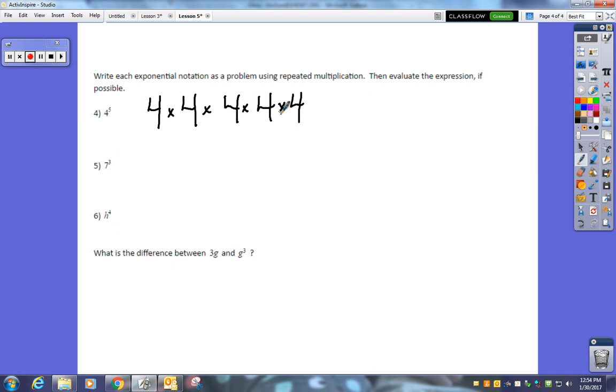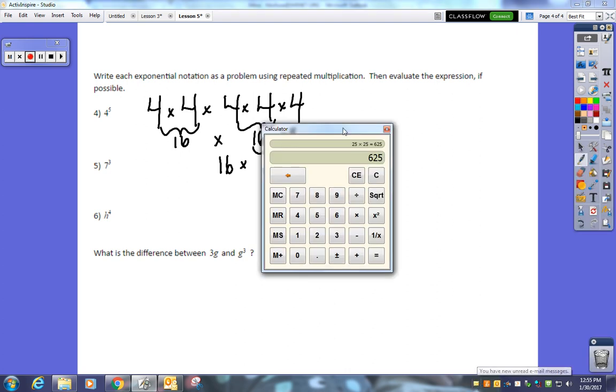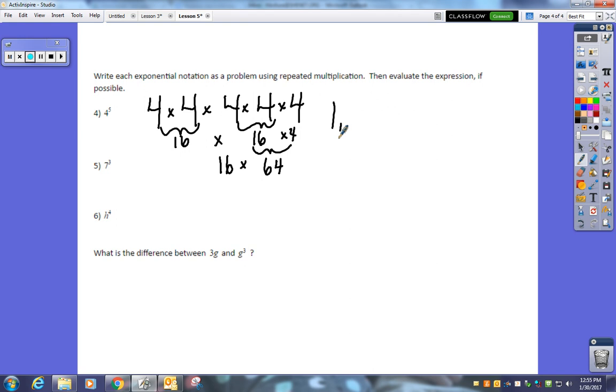Now once again, I'm going to break it down to multiply it. 4 times 4 is 16, 4 times 4 is 16, and then I have times 4. Okay, so next I would maybe even do the 16 times 4, which is 64, and multiply that by 16. Again, I am going to come over and take out my calculator to do the math. I'm multiplying 16 times 64, which gives me 1,024.